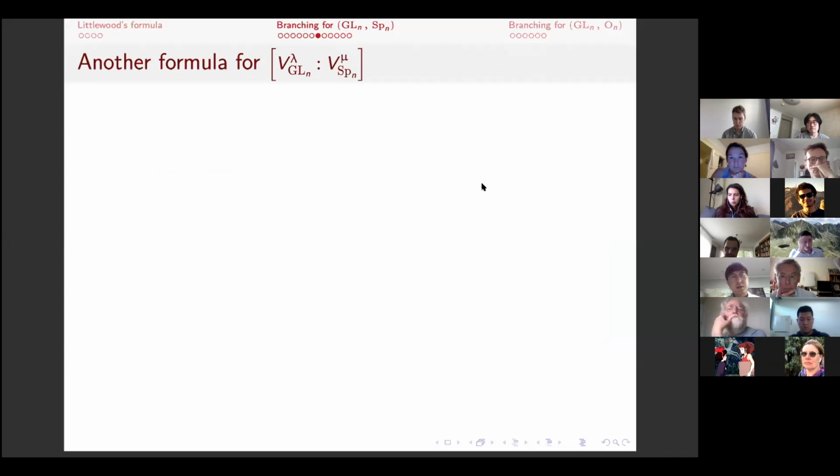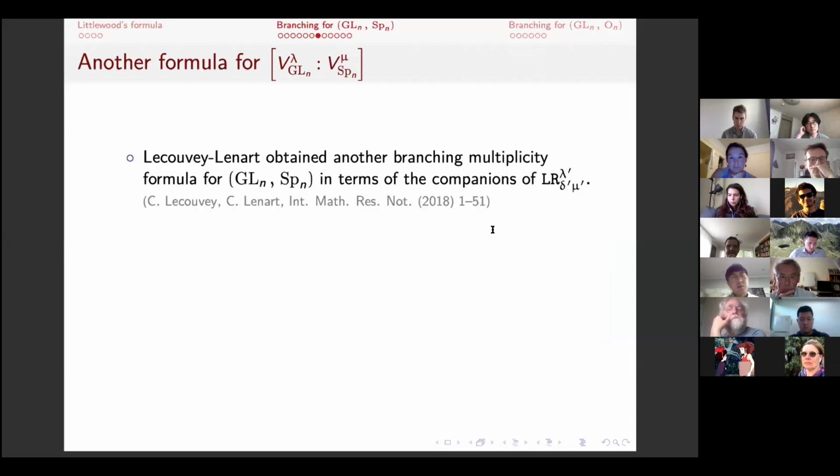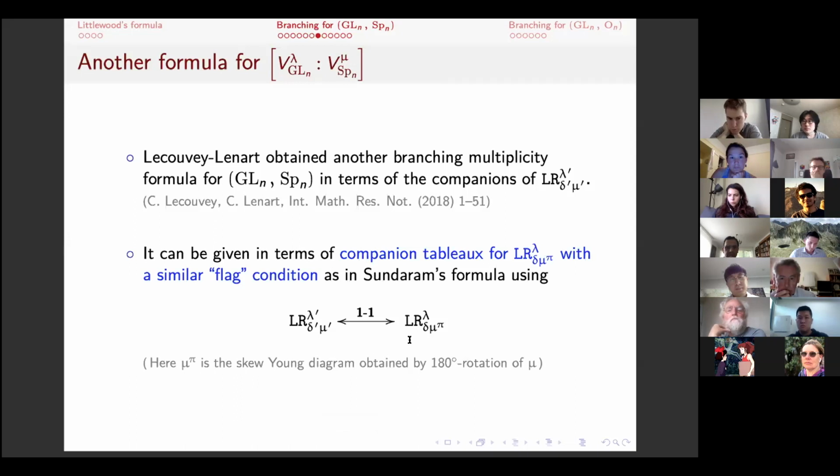Next, we consider another formula for the branch multiplicity for J_n and Sp_n. Recently, Lecouvey and Lenart obtained another branch multiplicity formula for J_n and Sp_n in terms of the companions of error tableaux associated to the conjugate partitions. Then, by using this bijection, the formula can be described in terms of companion tableaux for these error tableaux. I will explain what it is later. Anyway, under this description, the formula has a similar flag condition as in Sundaram's formula. In fact, this is the reason why we prefer to use these error tableaux.